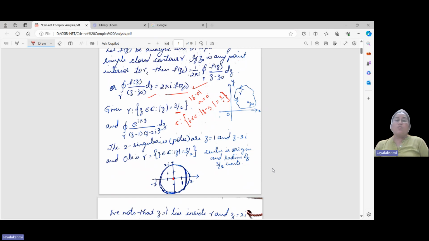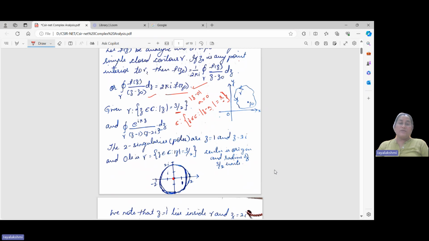The pole of order 1 is equal to 1 and the pole of order 2 is equal to 2i. Now we have to just locate these poles in the circle. So let's try to draw the circle. As I told you, the circle has its center at the origin. So this is our origin, and the radius is how many units? It is around 3 by 2 units, that is greater than 1 and less than 2. So 1 is inside, 2 is outside.